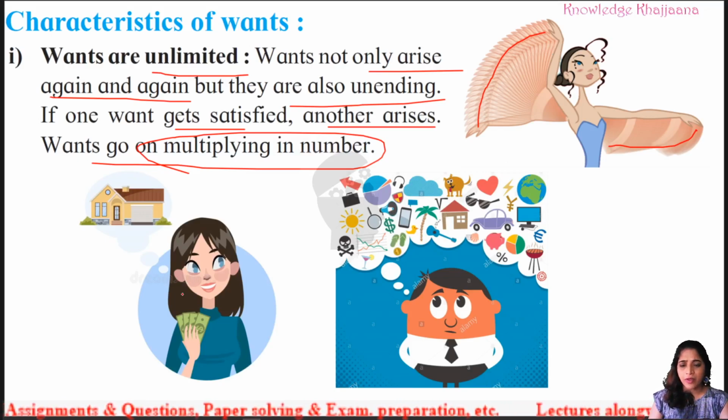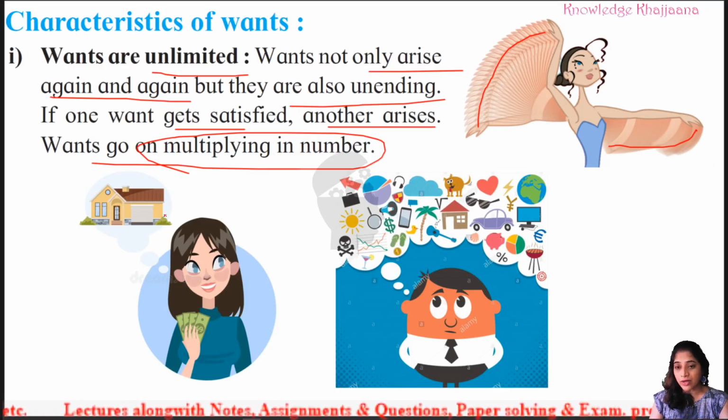For example, if you look at this picture, a lady who doesn't have money, but after getting money, what will she want? After getting the money, I will build or buy a home for myself. Once she buys a home, what will she desire next? I will earn more money and buy a car for myself. Then she will buy a car for herself.